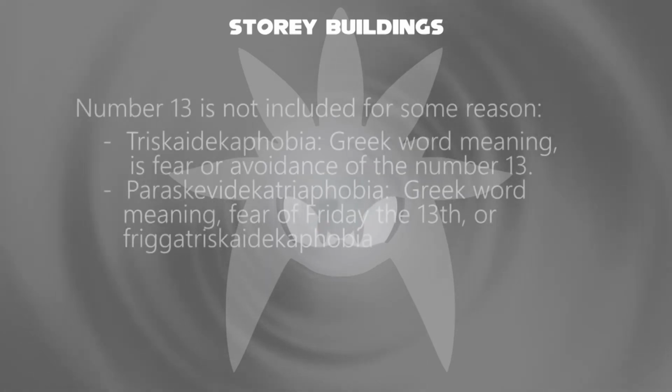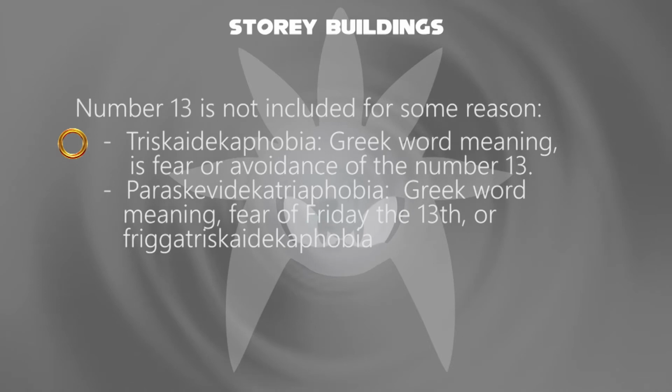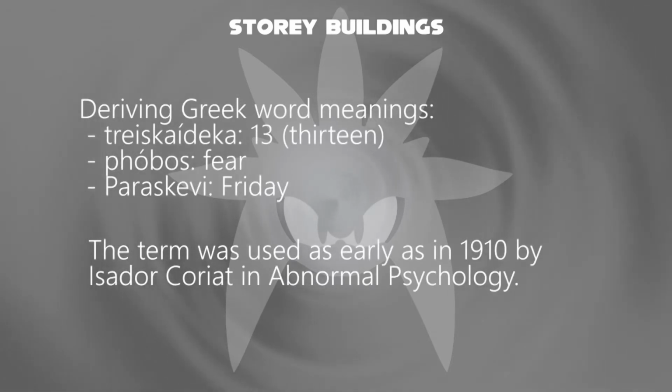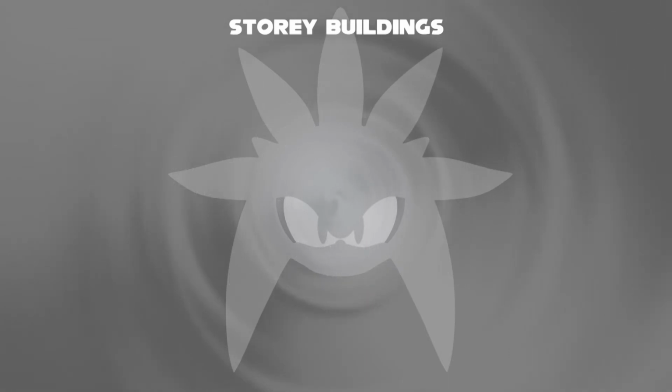Triskaidekaphobia is fear or avoidance of the number 13. It is also a reason for the fear of Friday the 13th, called paraskevidekatriaphobia. Let us derive it from ancient Greek: triskaideka, meaning 13, and phobos, meaning fear. Also, paraskevi, meaning Friday. The term was used as early as 1910 by Isidor Coriat in Abnormal Psychology.